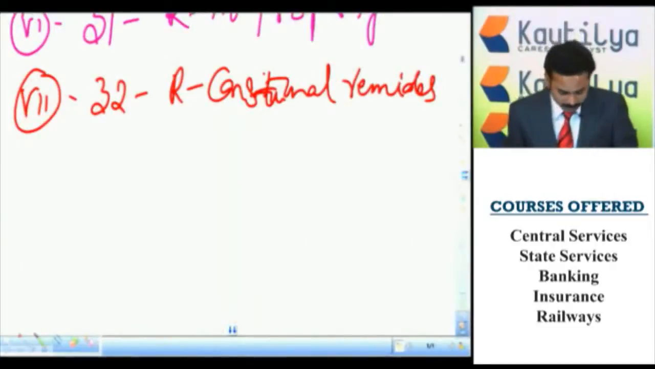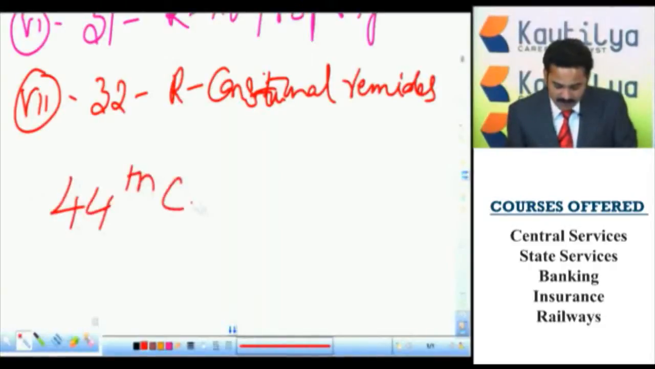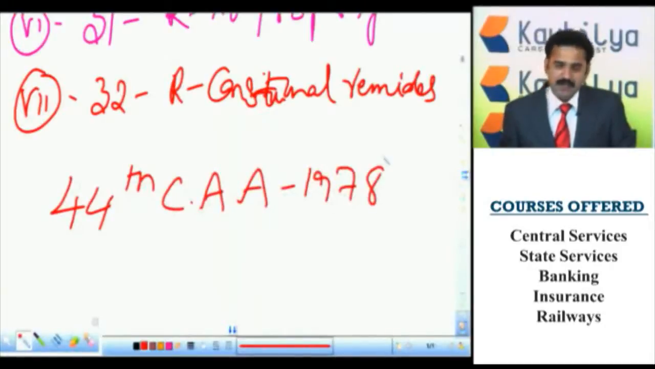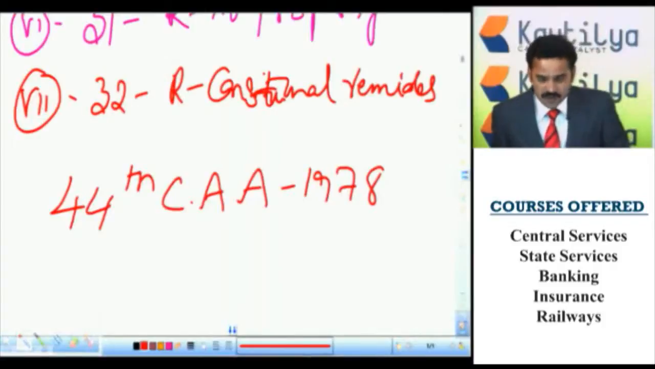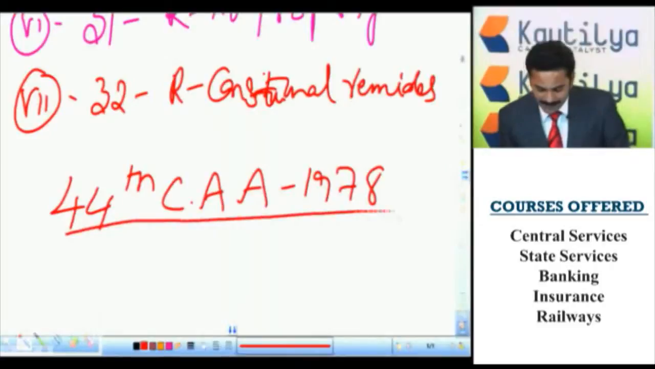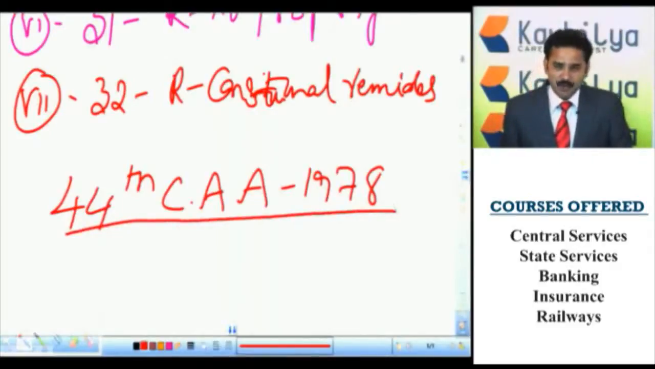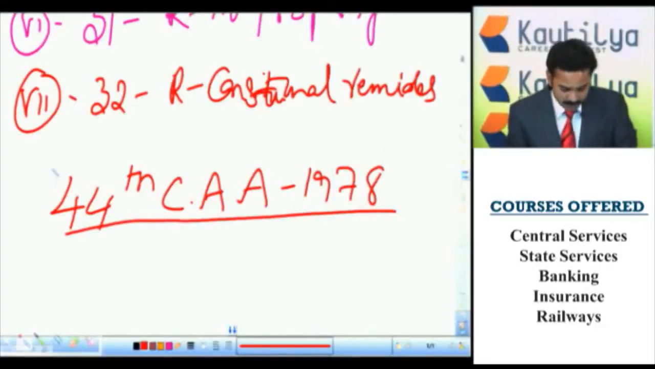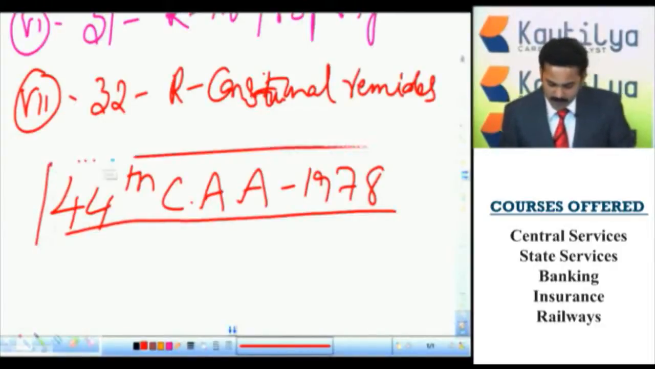Why? Because by the 44th Constitutional Amendment Act 1978, enacted by the Janata government under the leadership of Morarji Desai, this 44th Amendment Act 1978 eliminated the right to property from the list of the fundamental rights. As of now, today we have only 6 fundamental rights because of this. This is one of the important points we need to remember from the examination point of view.